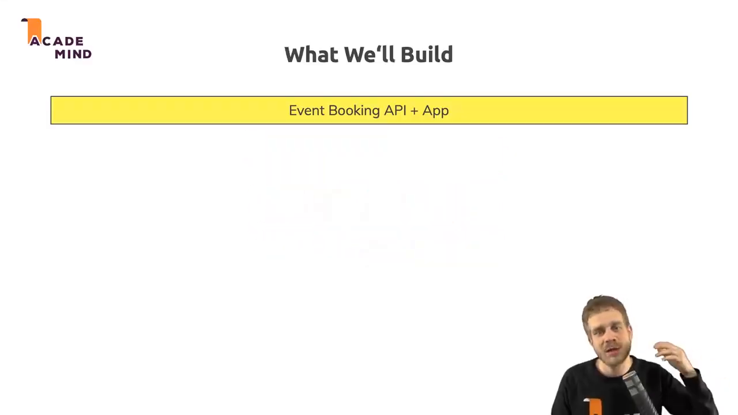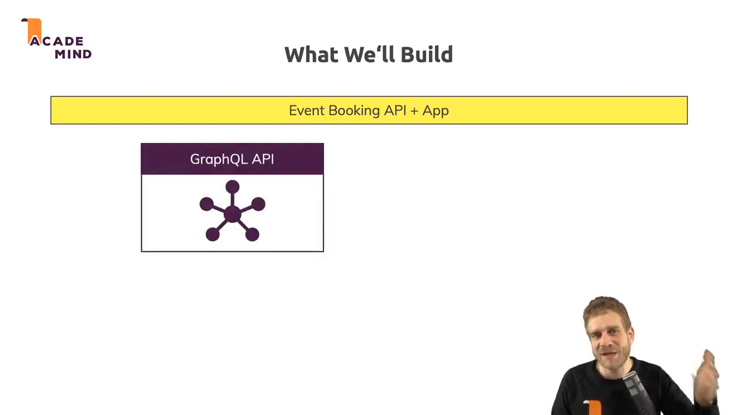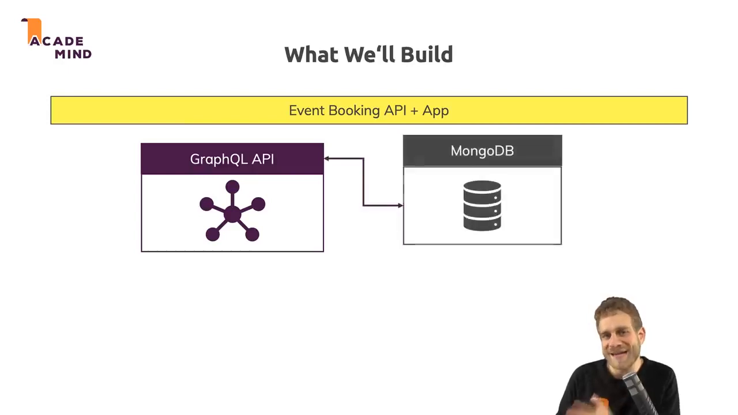Now, as I mentioned, we'll work with GraphQL. We'll build that GraphQL API from scratch, and I will teach you everything you need to know about how to build such an API, how GraphQL works. We'll use MongoDB as a database, which we connect to the GraphQL API. So we'll get our data from there and store our data there.